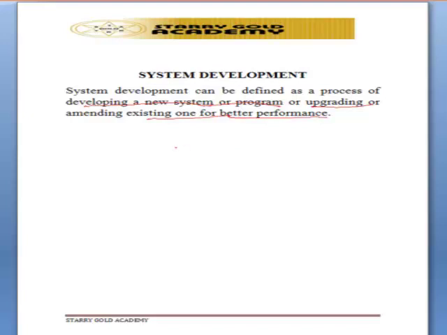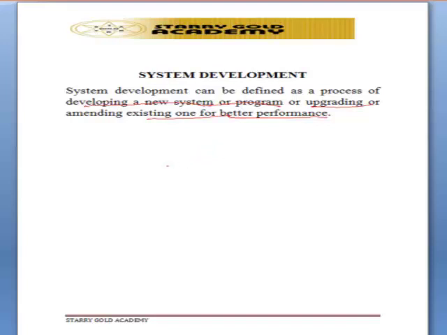So when we are talking about system development, assuming there is no system in place, let us assume that there is a company that has been using manual methods to process their data. They might want to develop a new system for better performance. Or let us assume that there is a system in place, but we just need to upgrade it. So it's also part of system development. That's why we always say that system development is a process of developing a new system, software, or program, or the process of upgrading an existing one.